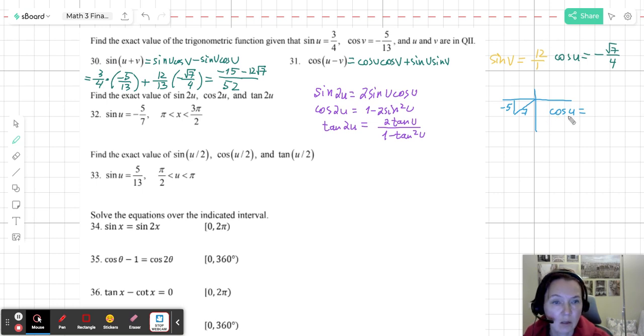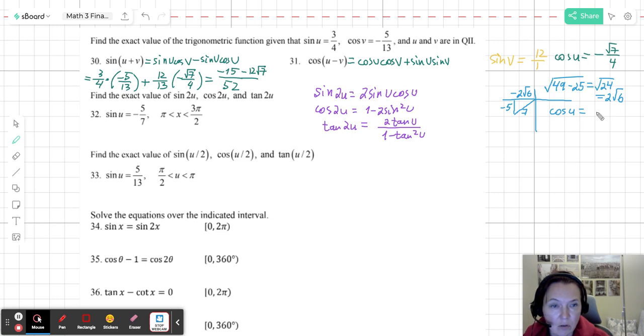quadrant. And then for our cosine, in order to figure out the other leg, we're going to take the square root of 49 minus 25, which is the square root of 24, and you can simplify it. 24 is 4 times 6, so it's 2 times the square root of 6, 2 root 6, and it has to be negative because it's in the third quadrant.